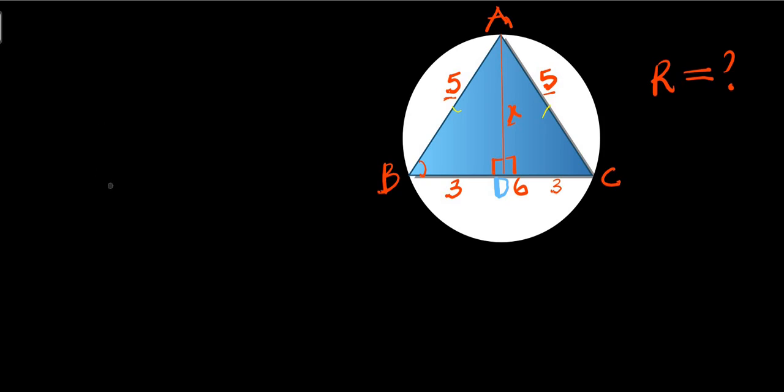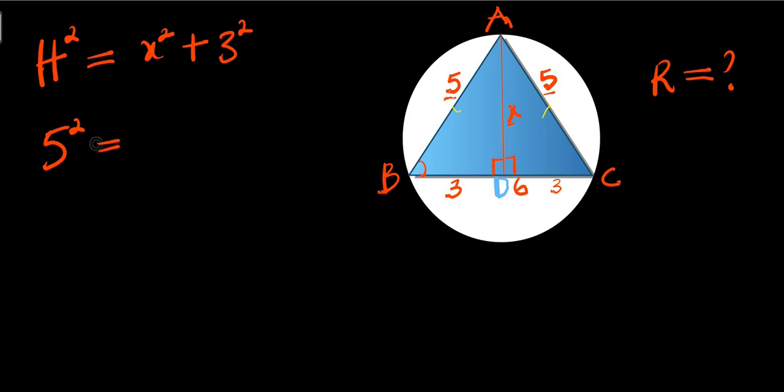We make use of Pythagoras theorem. The Pythagoras theorem states that the square of the hypotenuse equals the sum of the squares of the opposite, which in this case is x, plus the adjacent, which in this case is 3. Here our hypotenuse is 5, so we have 5 squared equals x squared plus 3 squared. So 5 squared is 25, equals x squared plus 3 squared, which is 9.